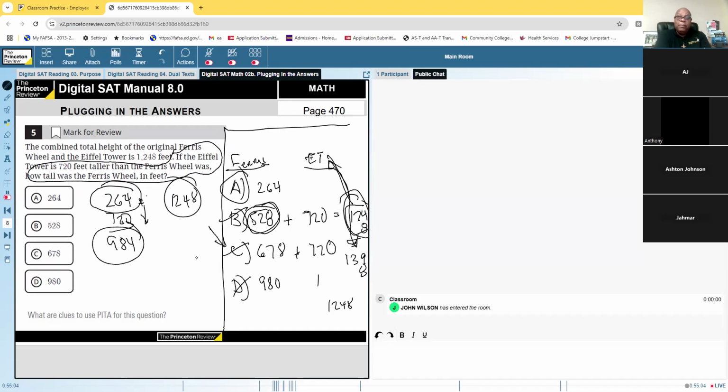I bring this up because they put this problem on 3 tests, and only 16% of students get it right, regardless of their ability in math. Good students have missed it because we forget what the goal is. It was Eiffel plus Ferris. The 720 is only a way to find Eiffel. Once you find Eiffel, we add Eiffel and Ferris, and the test is, does it equal 1,248? All right.